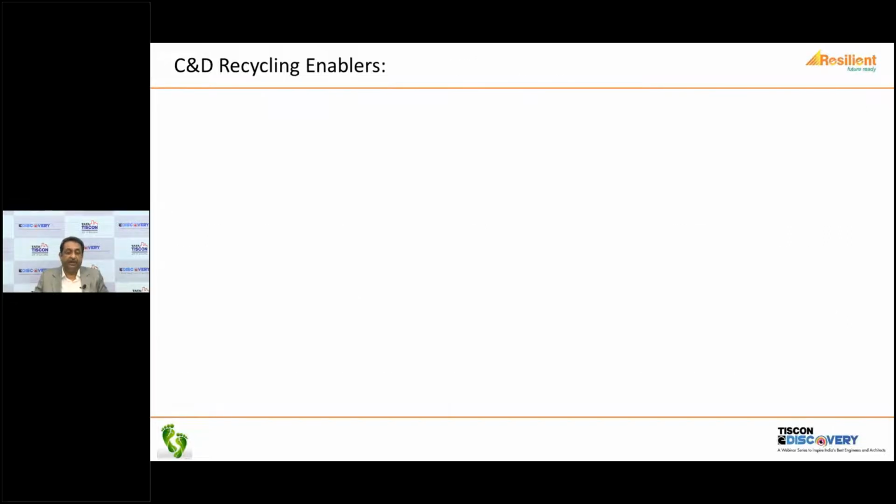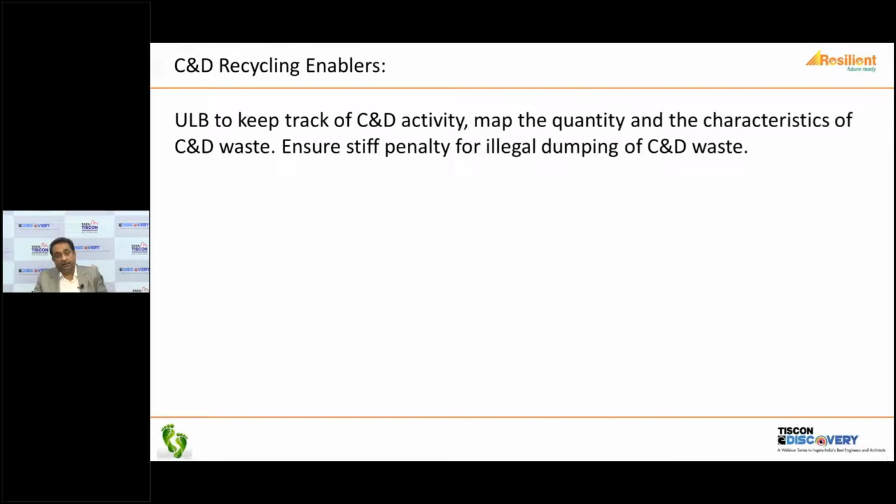And we don't really have an idea how much is being generated. So the urban local body should keep track of the C&D activity. It should map the quantity and the waste characteristics. You should be able to understand what the waste stream is. And if you really put a plan in place, it's not that difficult to measure and monitor. And ensure a stiff penalty for illegal dumping of C&D waste.